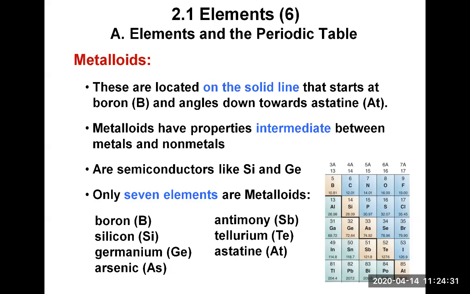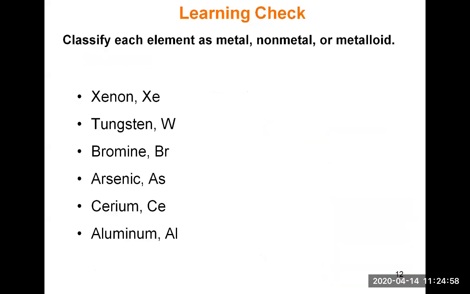And as I said earlier, aluminum and polonium, even though they are on that solid line, are not metalloids. They are classified as metals. Think about aluminum foil. You know that's a metal, right? So don't classify aluminum as a metalloid. And polonium is the same, Po. So that's the properties of metalloids.